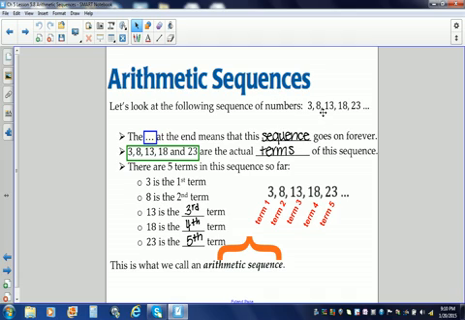So we have 3, 8, 13, 18, 23, and so on. Remember that the dots at the end represent that the sequence goes on forever. The numbers 3, 8, 13, 18, and 23 are called terms. There are 5 terms shown in this arithmetic sequence. We call this an arithmetic sequence.